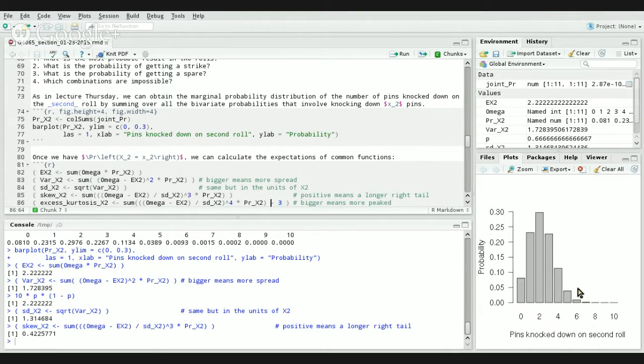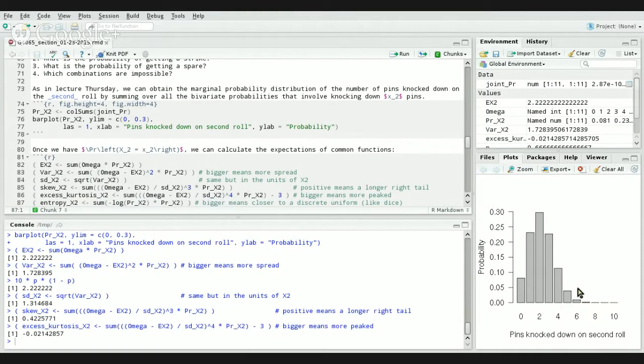3 is the raw kurtosis of the normal distribution. So by subtracting 3, we get excess kurtosis relative to the normal distribution. And a bigger value of excess kurtosis means that the distribution being considered here would have more peakedness than a normal distribution. In this case, the excess kurtosis is slightly negative, indicating that it has about as much peakedness as a normal distribution, but a little bit less. We will talk about the normal distribution on Tuesday.